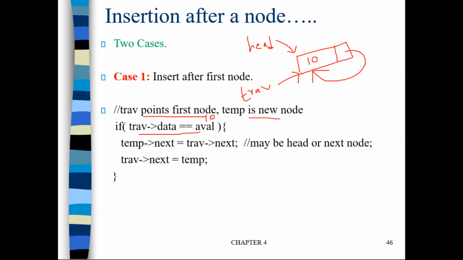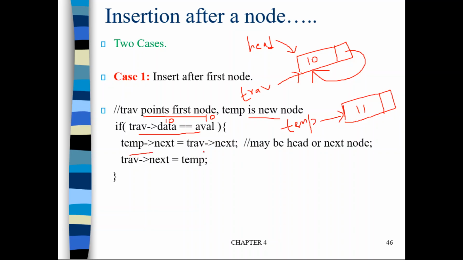So traverse is pointing to this node, and traverse arrow data is equal to val. Yes, it is equal. Traverse arrow data is 10, and 10 is equal to val. Now what should we do? There is a new node which is already created, and that new node we call temp. Let us assume that the new node contains the value 11. So this node should come after this node 10. Now how will it be inserted?